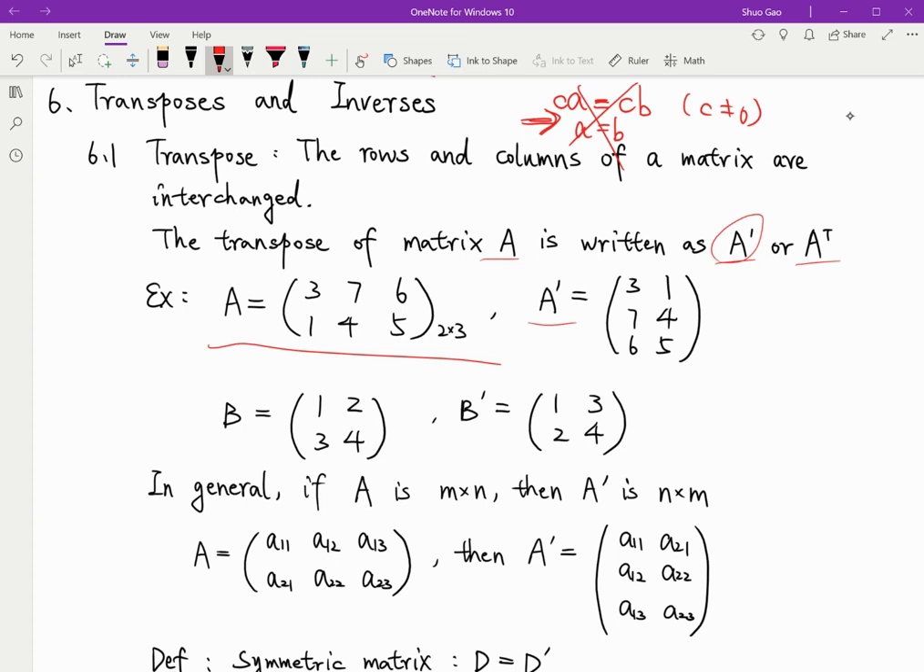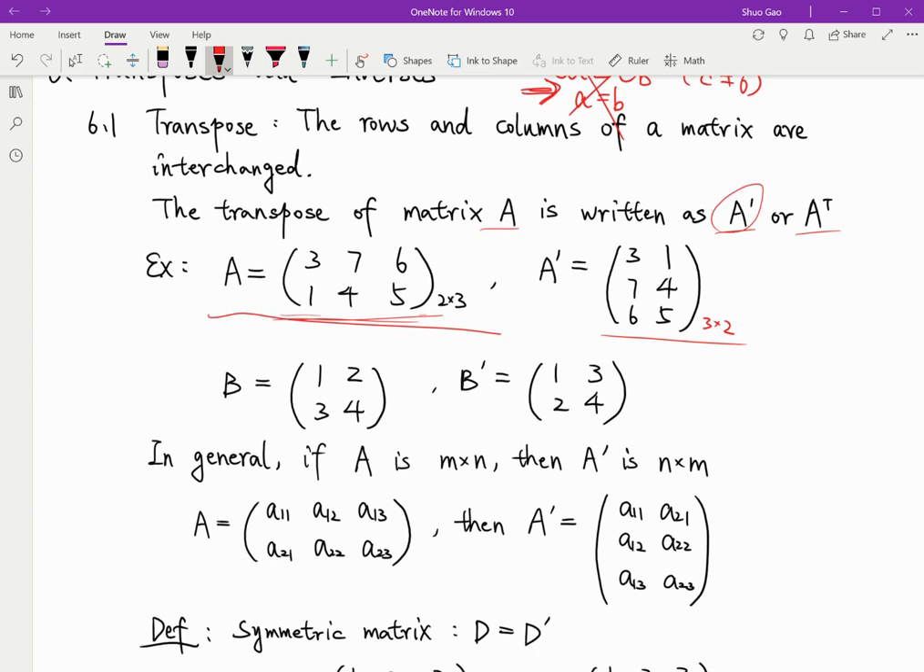So it's kind of like we flip the matrix A, and we change the 2 by 3 matrix to a 3 by 2 matrix. The elements don't change, right? They don't change the exact elements, but they change the positions of the original elements in matrix A. They change the positions of the elements to a new position in A prime.